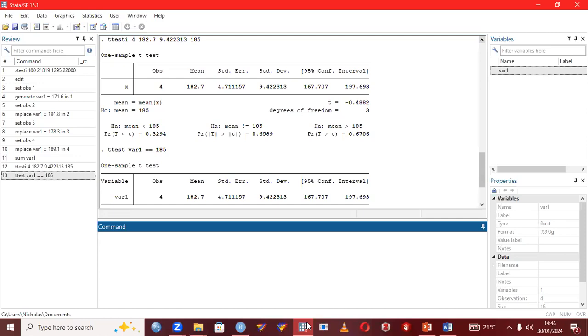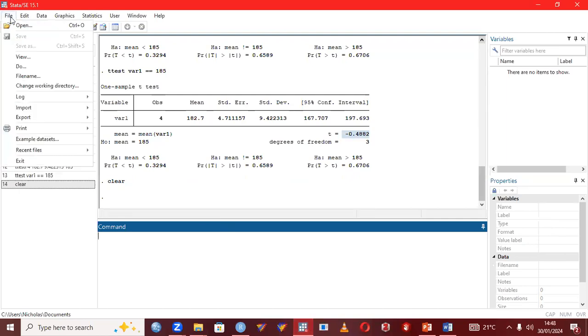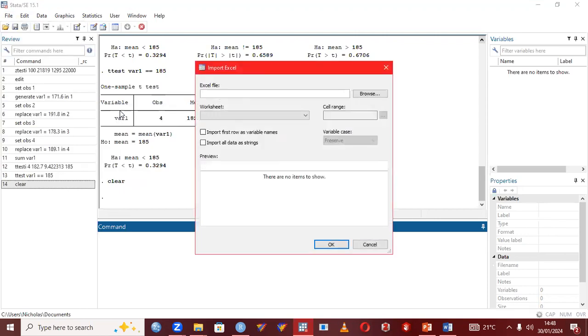So to do this, I go to File, I go to Import. I have an Excel file, so I'm going to import an Excel file. It brings up this dialog there, you can see. Then I come to Browse.